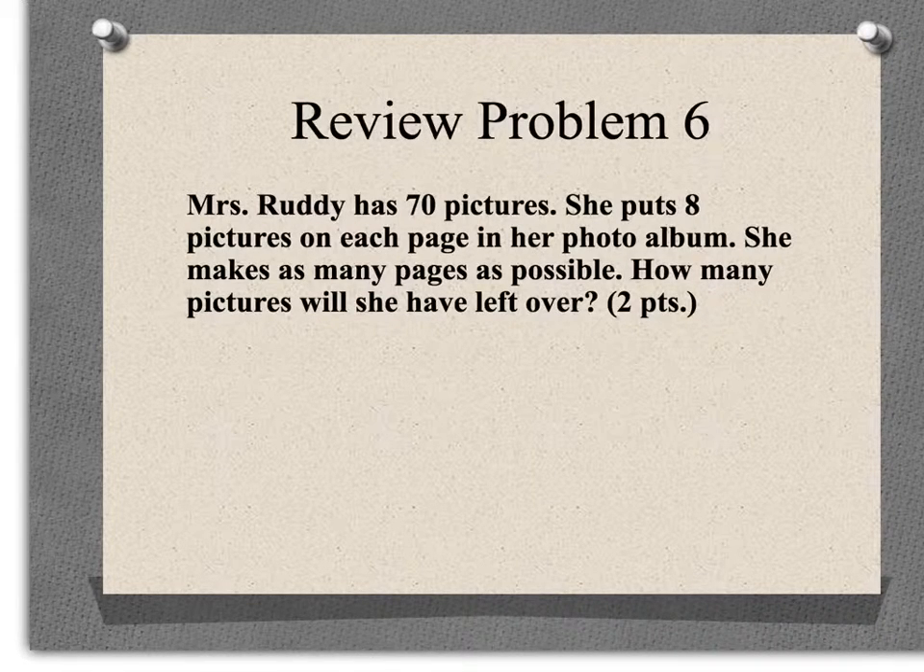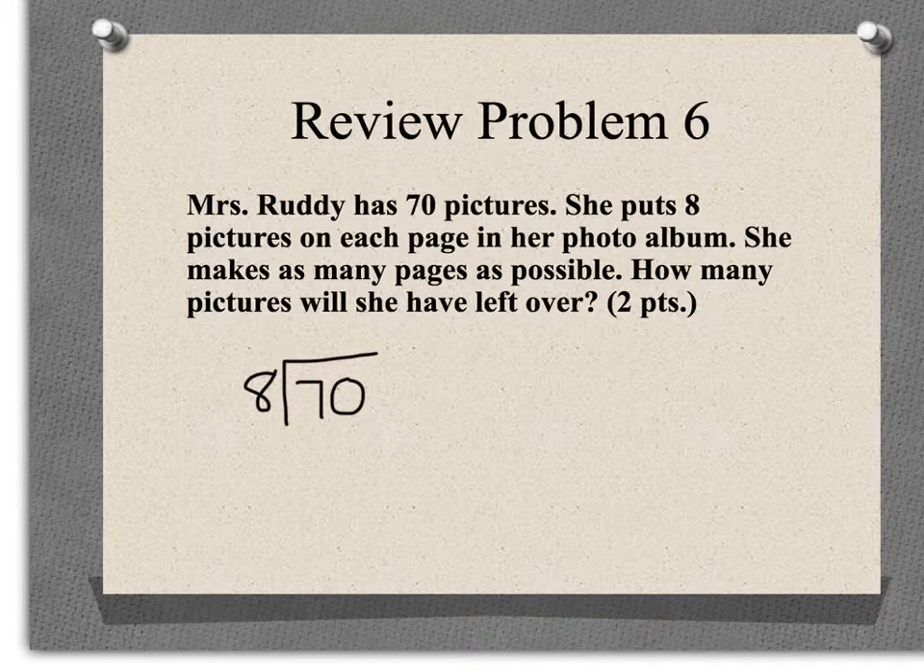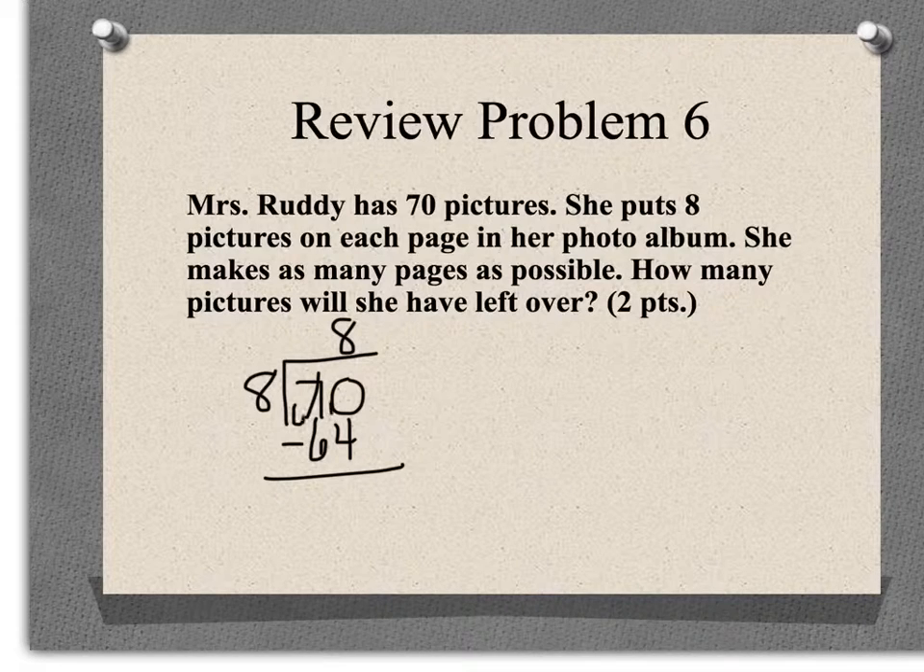Mrs. Reddy has 70 pictures. She puts 8 pictures on each page in her photo album. She makes as many pages as possible. How many pictures will she have left over? 70 pictures total with 8 on each page. I know that 8 times 9 is 72, but that would be too high. So 8 times 8 is 64. 70 minus 64 gives me 6, so the answer to the division is 8 remainder 6.